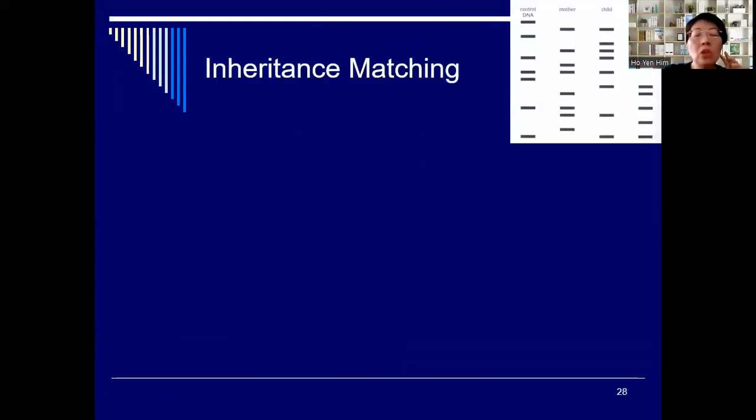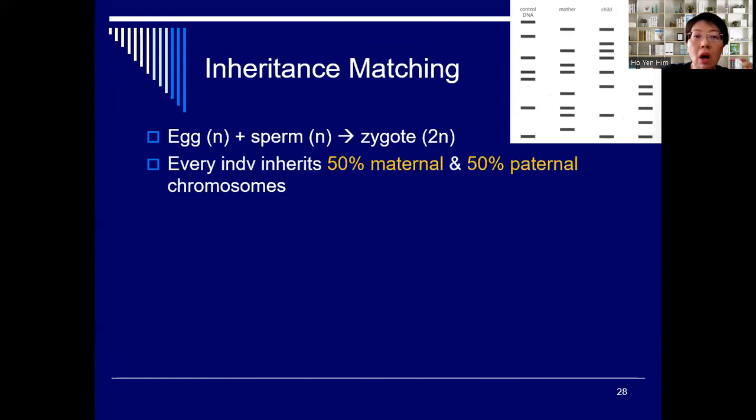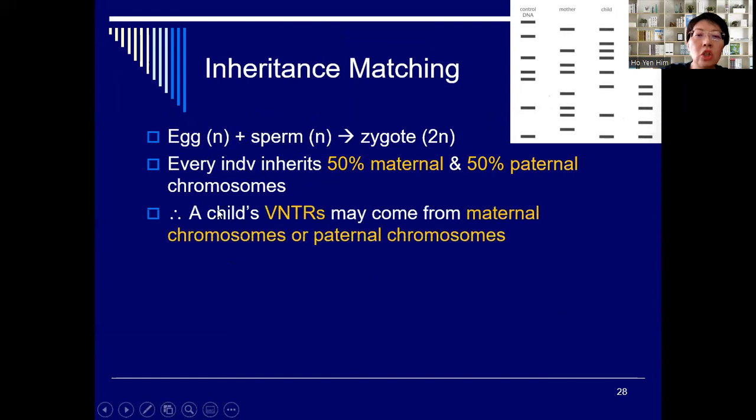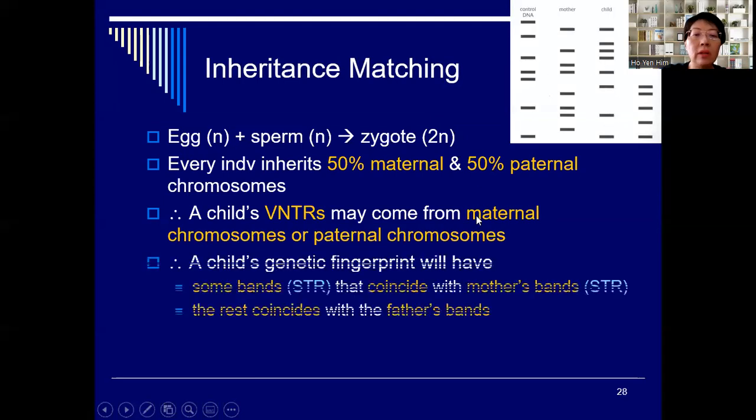So inheritance matching, we know that genetic fingerprinting can be used to find out who is the father of the child. The reason is because for every individual, 50% of the chromosomes are from the mother and 50% are from the father, because 50% of the chromosomes are from the egg, from the mother, and 50% are from the sperm, from the father. So a child's VNTR may come from the maternal chromosome or paternal chromosome. So the banding pattern must always match with either the father or the mother. A child's genetic fingerprint will have some bands that coincide with the mother's bands and the rest coincide with the father's bands.